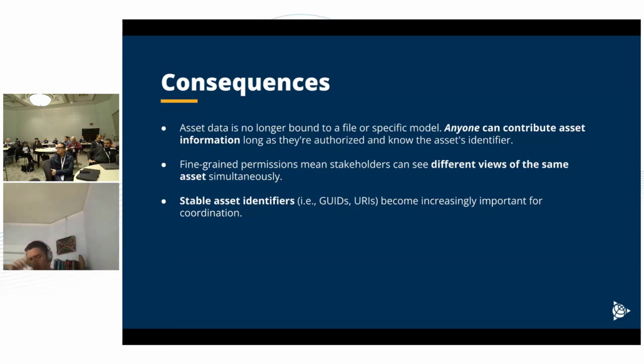And the final note that I'm guessing we're going to hear in some of the other talks is that it also begins to put a stronger emphasis on the need for stable asset identifiers. One of the keys to this system, as we saw in the beginning, is that you really need to be able to give something a canonical name so that you can attach information to it and then reference it again later.